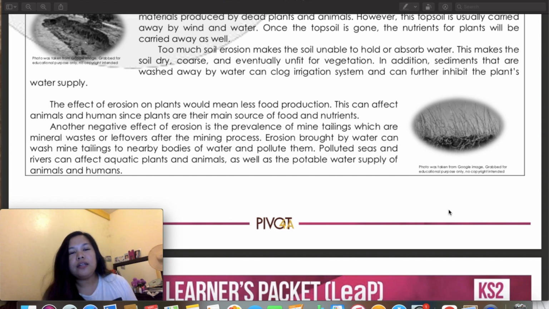Another negative effect of erosion is the prevalence of mine tailings, which are mineral waste left over after the mining process. Erosion brought by water can wash mine tailings to nearby bodies of water and pollute them. So polluted seas and rivers can affect aquatic plants and animals as well as the potable water supply of animals and humans.